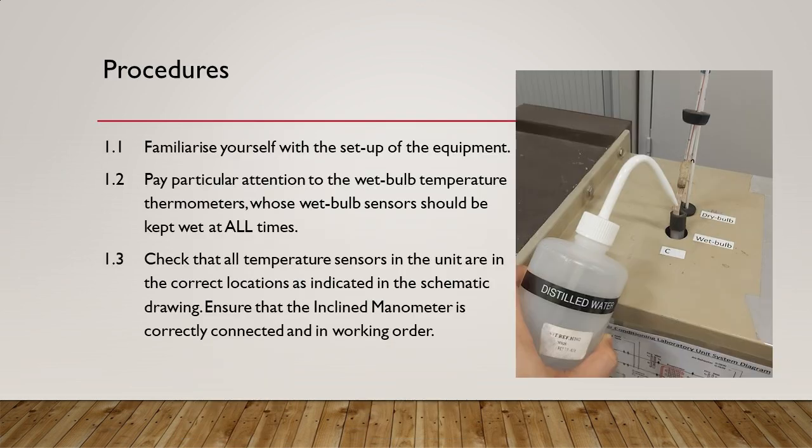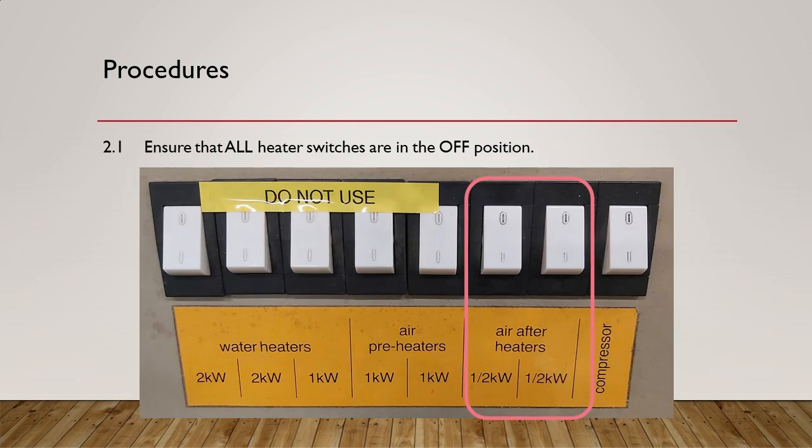In Stage 1, students should familiarize themselves with the setup of the equipment first. We are going to measure the dry bulb and wet bulb temperature. So, remember to fill up the bottles of the wet bulb thermometers in order to keep them wet. Then check the thermometer locations. Finally, ensure that the inclined manometer is correctly connected and in working order. Before turning on the equipment, ensure that all heater switches are in the off position.